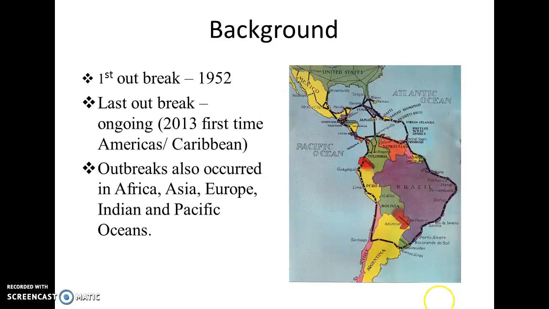Here is a map showing, well, not really showing the whole spread of it, but it shows the Americas. The first outbreak, as I said, was in 1952, and the last outbreak is actually ongoing. The first time the virus showed up in the Caribbean was in 2013. Outbreaks also occurred in Africa, Asia, and the Indian and Pacific Oceans.